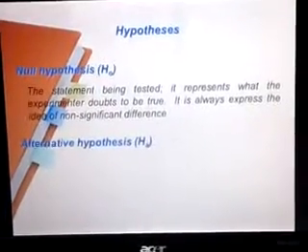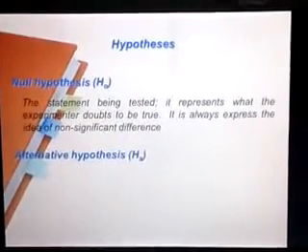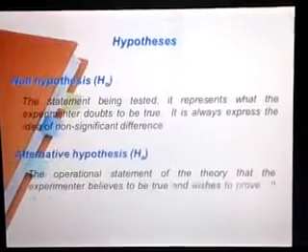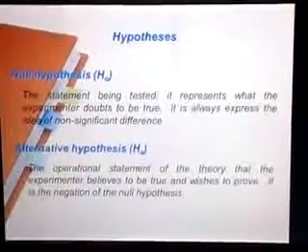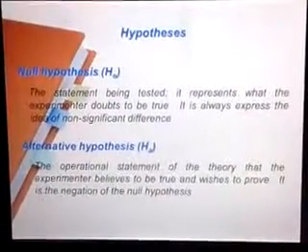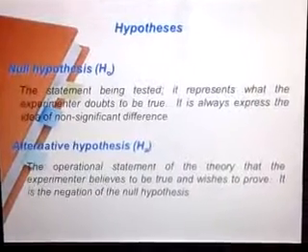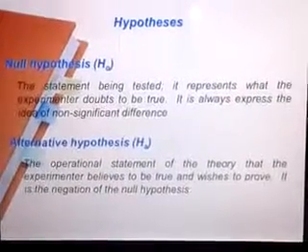So we have the alternative hypothesis, which is abbreviated by HA. The operational statement of the theory that the experimenter believes to be true and wishes to prove. It is the negation of the null hypothesis.